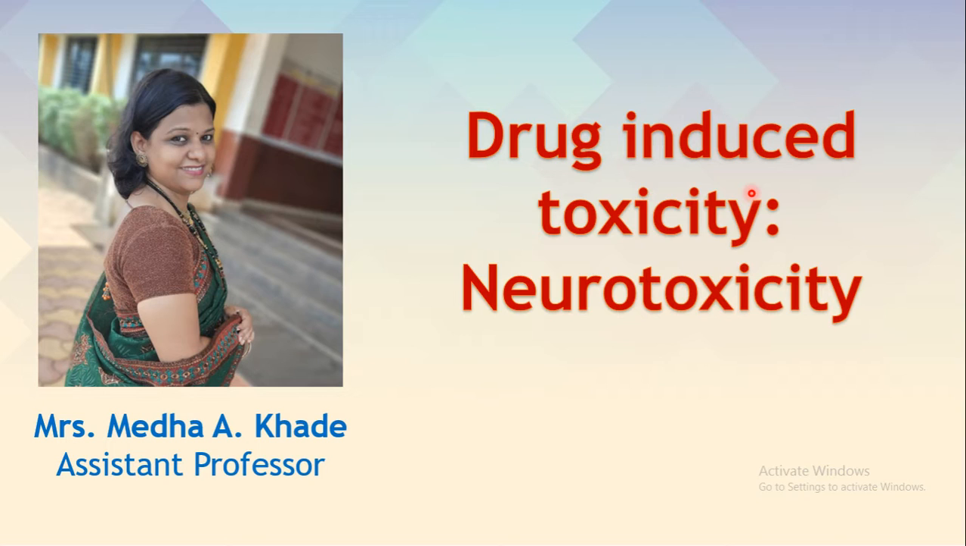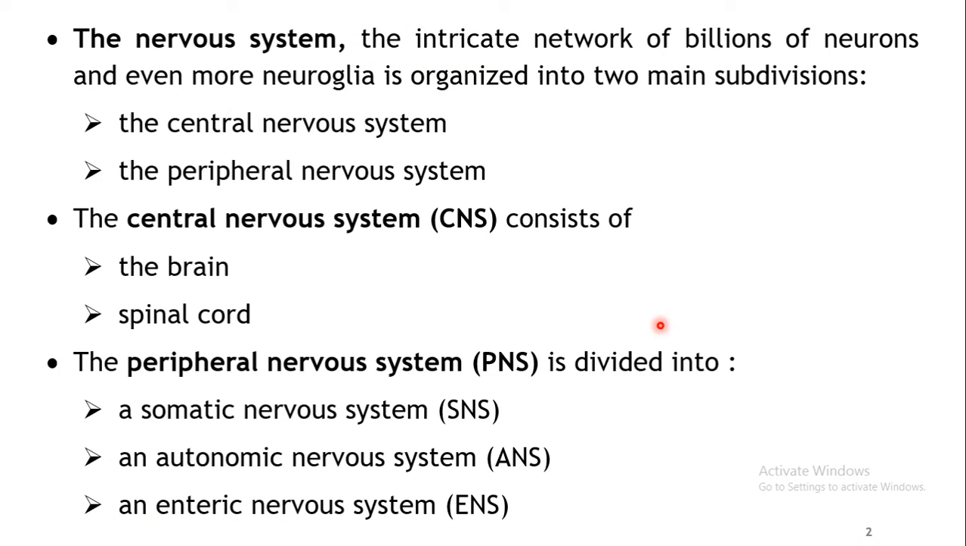Hello everyone, let us take up the last point under drug induced toxicity, that is neurotoxicity. Before going into the actual toxic effects on the nervous system, as the name implies, neurotoxicity is the toxicity towards the nervous system. So let us brief over the nervous system.